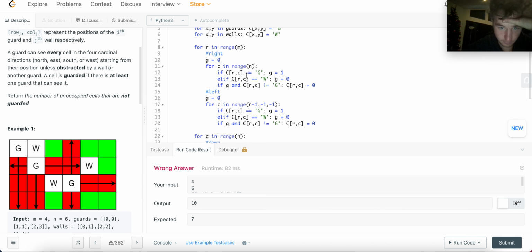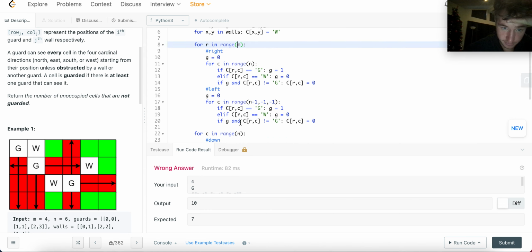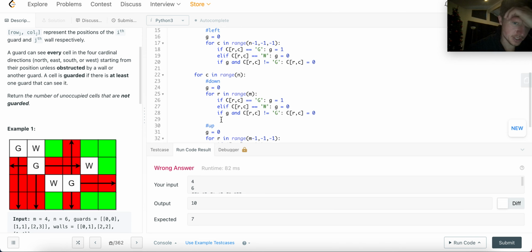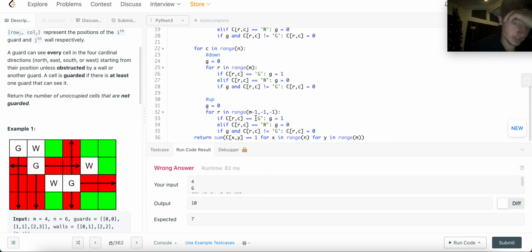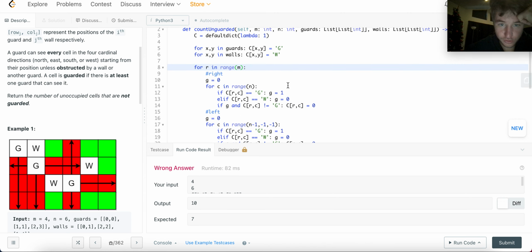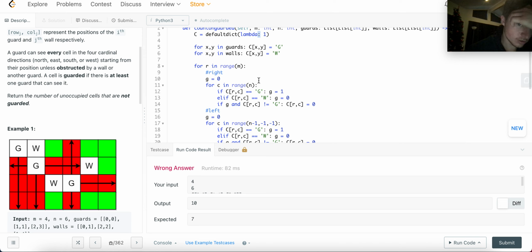All right, read this closely. R in range M, C in range N. N minus 1, negative 1, negative 1. Okay, that looks good. C in range N, R in range M. R in range M minus 1 to negative 1, yep. CRC defaults to 1. XY and guards, XY and walls.